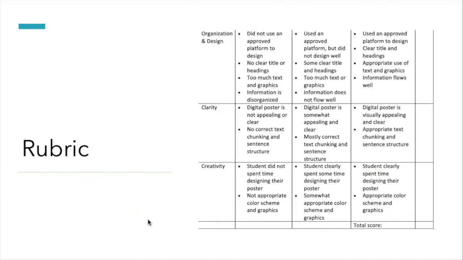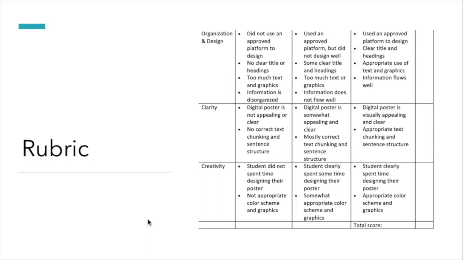For organization and design, you used an approved platform to design, or you got approval from the instructor. There's a clear title. Remember, your title should be very large, at least an 80-point font. It also needs to be a very clear and precise title. And you need to include your name and Lord's University. Throughout the sections of your digital poster session, you're also going to want headings in there.